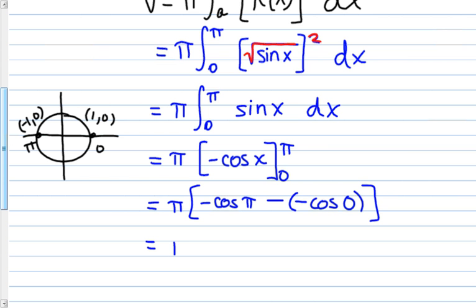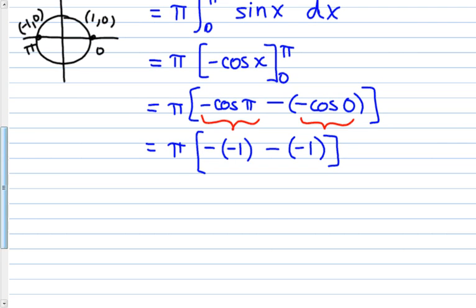So pi times, now let's see, negative cosine of pi, this part right here, is negative cosine of pi, which is negative 1. Minus, over here, negative cosine of 0. Cosine of 0 is 1, so negative 1.